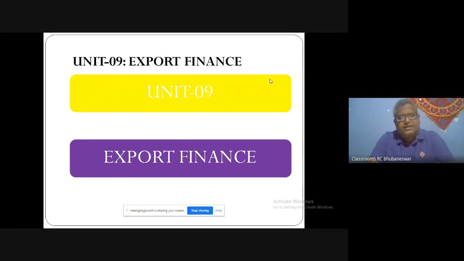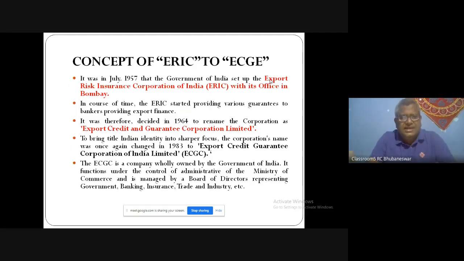Another one, unit 9, is related to export finance. The question is, what is export finance? Some points will overlap with one another. Export finance means one important organization, known as ECGC. The question is, what is ECGC? It was earlier the Export Risk Insurance Corporation of India, situated at Bombay. In 1964, ECGC was developed, called the Export Credit and Guarantee Corporation. But in 1983, it was renamed Export Credit Guarantee Corporation of India Limited.